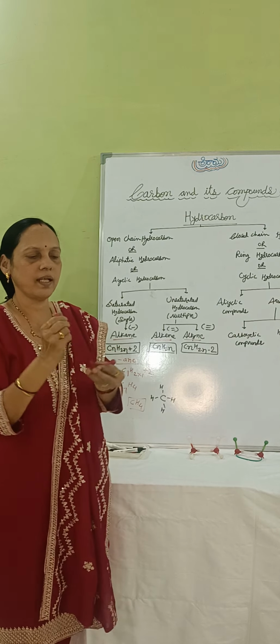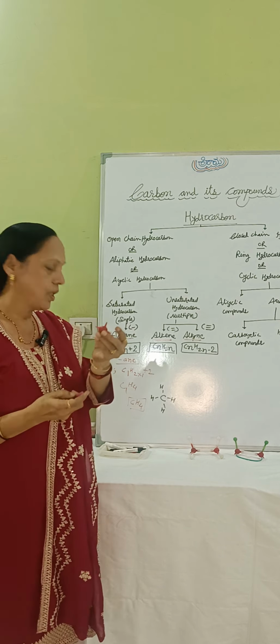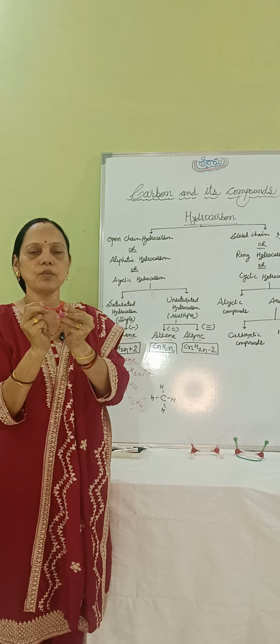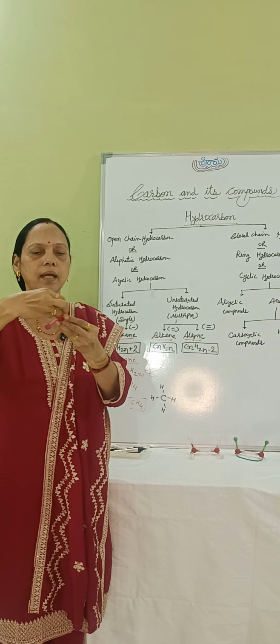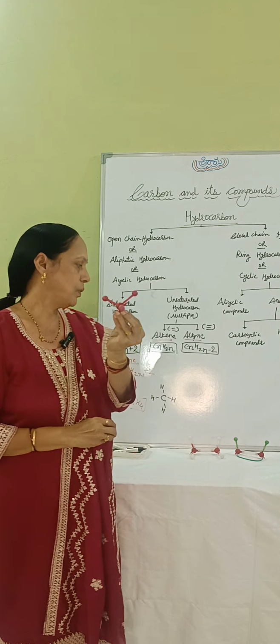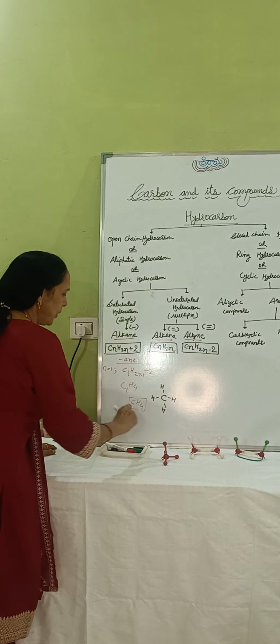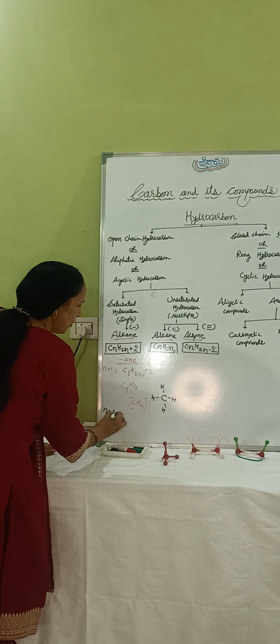If I show you the valency, these are the 4 valencies of the carbon. This is the first hydrogen, second hydrogen, third hydrogen, and in the same way we can put the fourth hydrogen here, and this will be the carbon. This is methane.